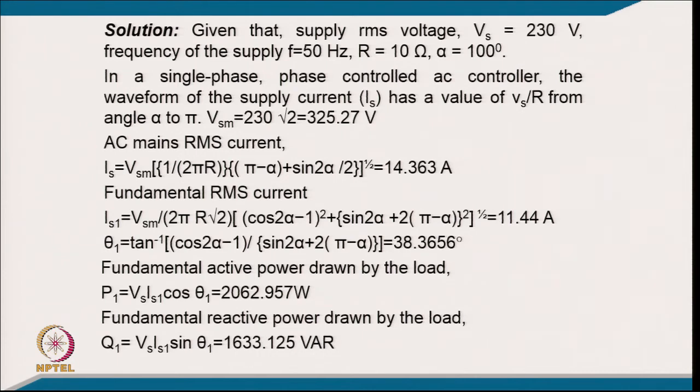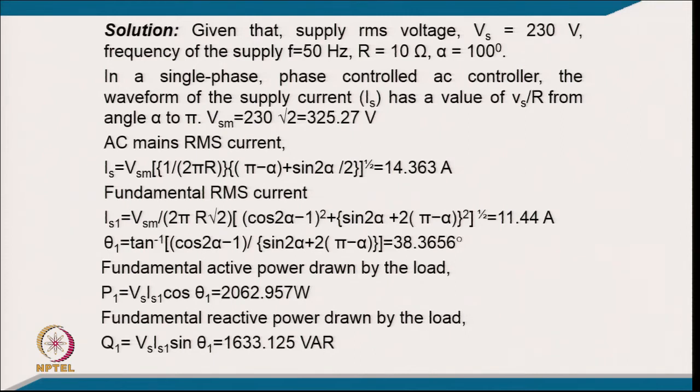So, in single phase AC controller, the waveform of the supply current has a value of Vs upon Rs from angle alpha to pi. So, you can just calculate the peak like 230 into root 2, that is 325.27, and AC RMS current from this relation, that is Is equal to Vsm upon root of 2 pi R into bracket pi minus alpha plus sin 2 alpha by 2, square root of that. So, it comes 14.363 ampere, and fundamental RMS current from this relation comes like 11.44, and the theta 1 we can calculate typically from this relation.